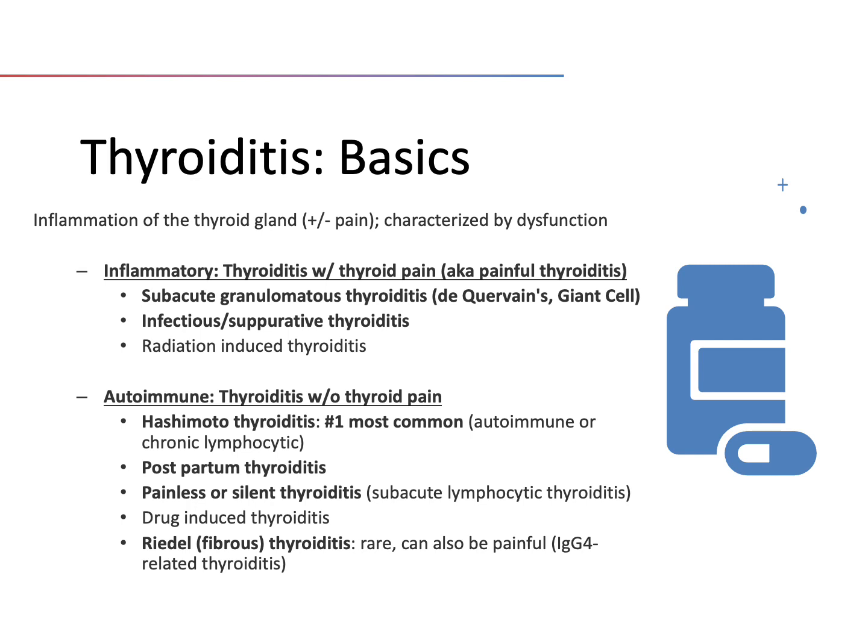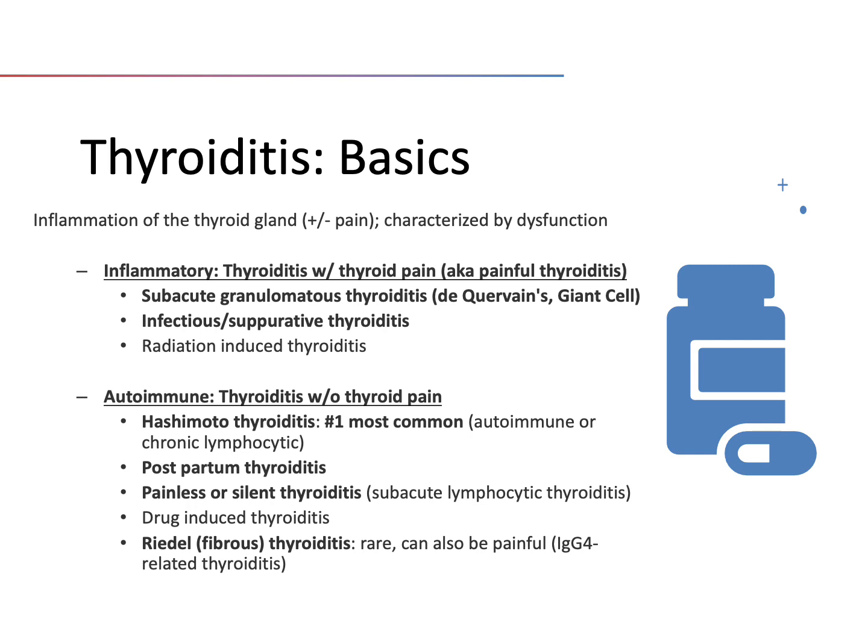Inflammatory, often referred to as painful thyroiditis, which includes subacute granulomatous thyroiditis. This includes probably the most commonly referred to one, de Quervain's. Another form is giant cell thyroiditis, and then of course an infectious or suppurative thyroiditis. In this category is also radiation-induced thyroiditis, and then we have our autoimmune states.